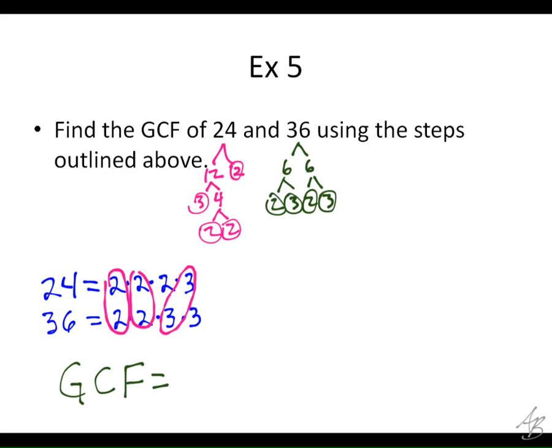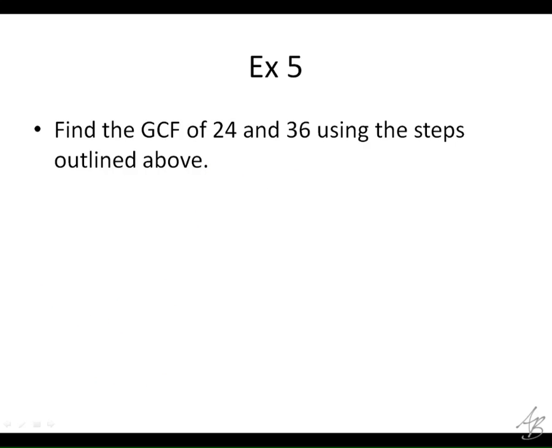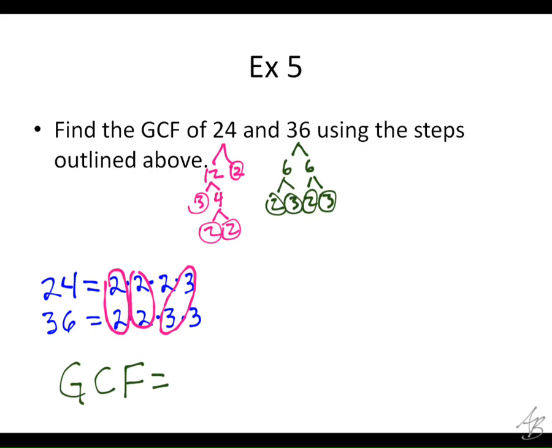Step 3 says what? Write out the list of factors that appears in both lists. Okay, so we want the factors that are in both lists. We have 2's in both lists, we have another pair of 2's in both lists, and then we have a pair of 3's in both lists. So how many 2's do they have in common? Do they have 2 2's in common or 4 2's in common? 2. Only 2, right? So each one of them only has 2 2's in common.